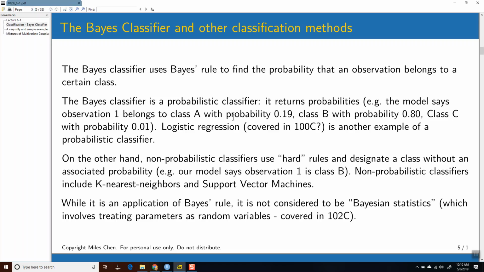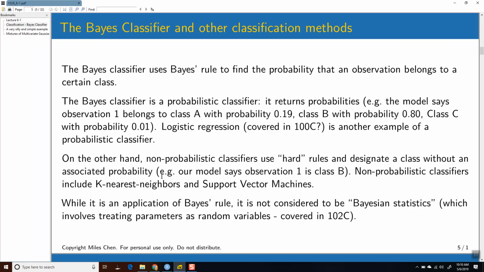Have you guys already done the Bayes classifier somewhere else? Okay, good. So it's good that I'm doing this, right? Okay, and then we have non-probabilistic classifiers, which we'll talk about later, which use these quote-unquote hard rules, and they designate classes without an associated probability. So it's just going to say, you know, observation 1 belongs to class B. End of story. Those would be things like k-nearest neighbors or support vector machines.